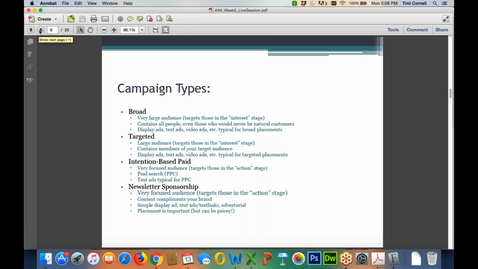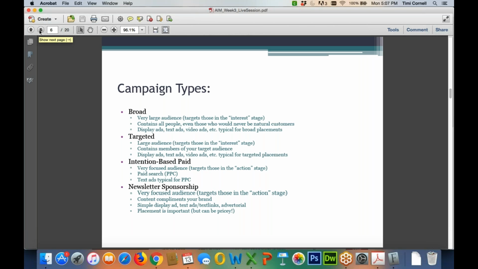And remember, with our broad and our targeted campaigns, we want to use both of those to fuel our intention-based paid campaign. We want people to remember us and to initiate those branded searches. So we would be targeting people who are in the action stage of the ADIS model. These people are ready to make a decision. They're ready to convert right away. And with paid search, text ads, of course, are typical, like the ones you created in week 1 of the class. Those are the types of ads we would be using to draw people in.